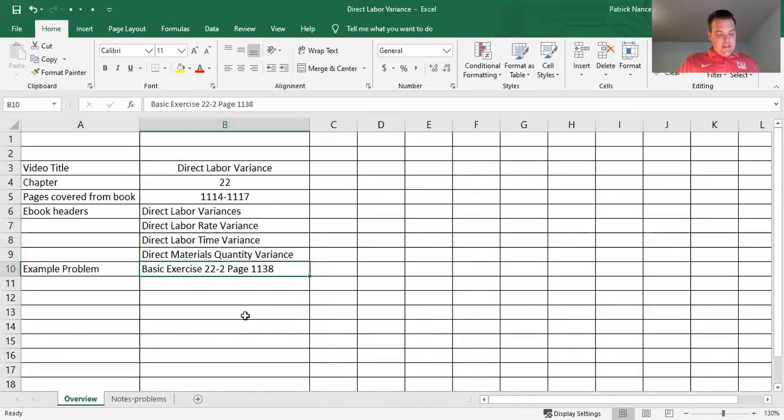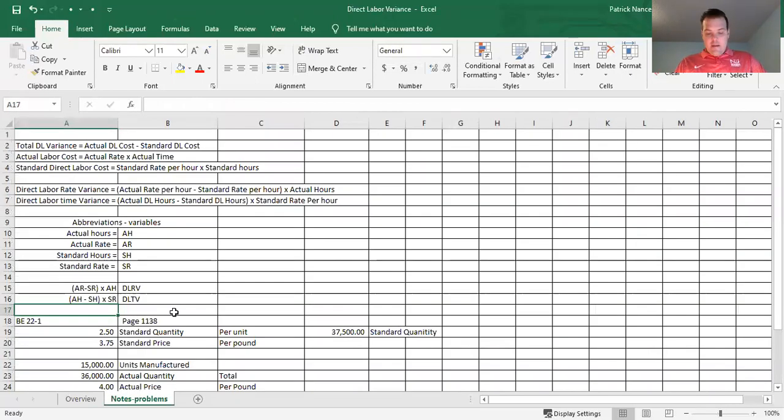So direct labor variance is very similar to the direct materials variance that we talked about in the last video. We're looking to narrow down where the variance came from and why it happened. So I have a budgeted expectation, and I have a different amount that I actually spent versus what I anticipated spending. And we're trying to figure out why that happened and where that came from. So first and foremost, the total direct labor variance.